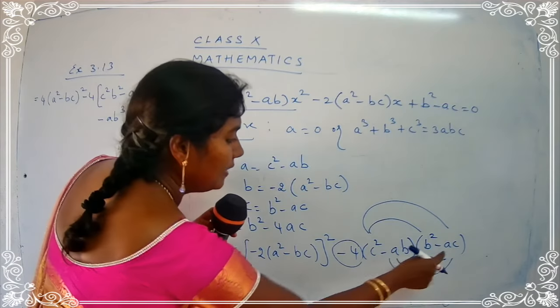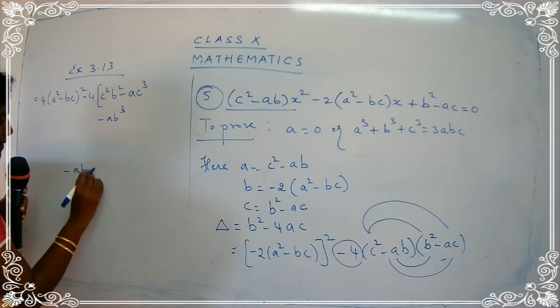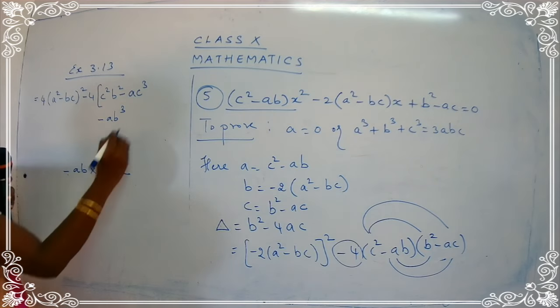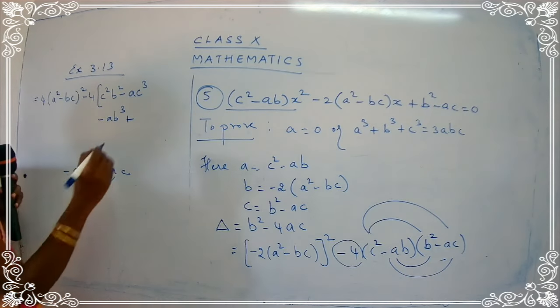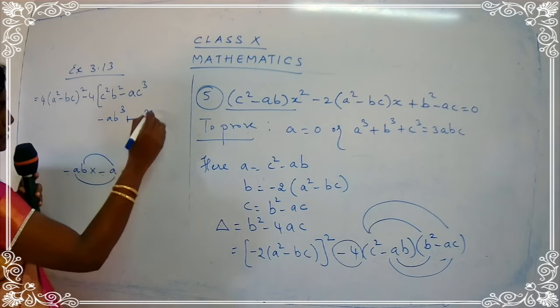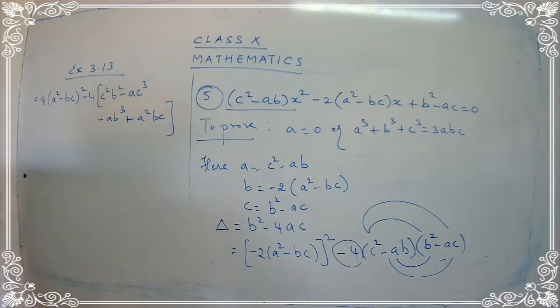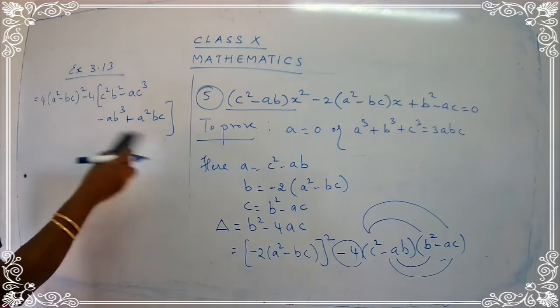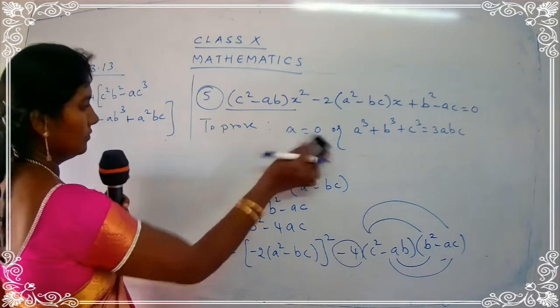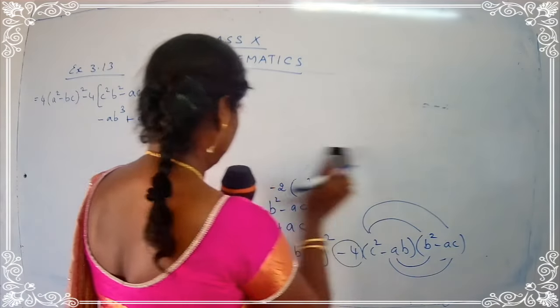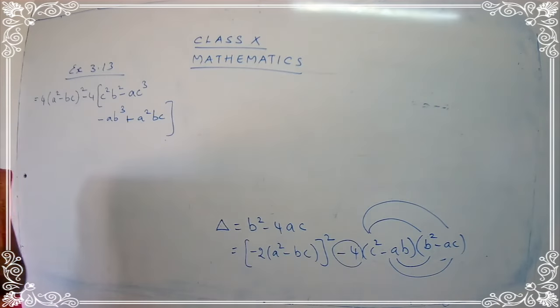Next, minus AB into minus AC. Minus minus plus A into A square, B into C, BC. Okay, so minus AB cube, A square BC. I hope you are clear. I'll rub this part, children, because if I rub this part, I'll be able to expand the terms clearly. So let me continue with the sum.